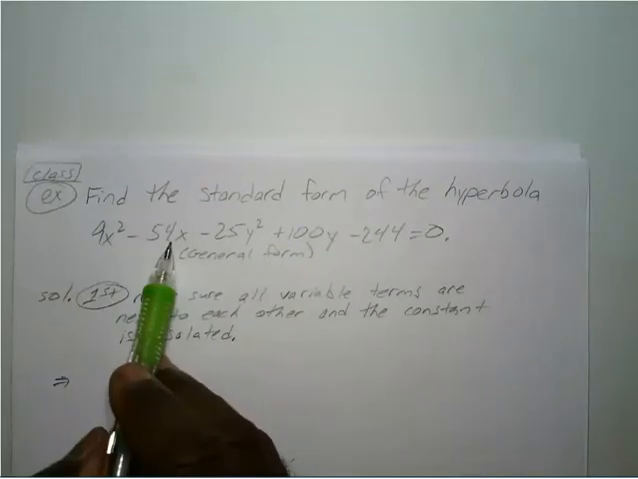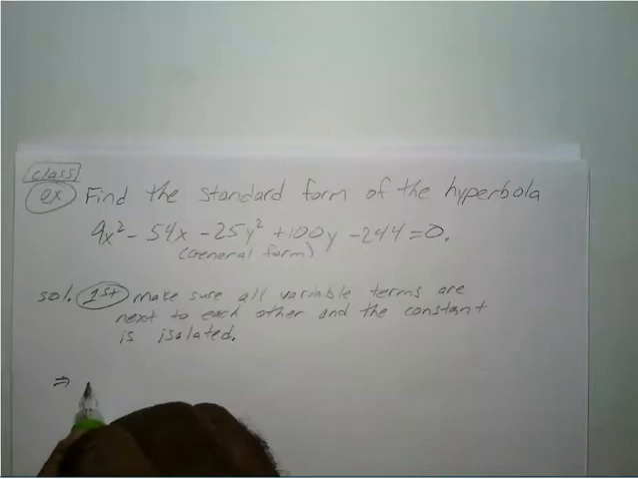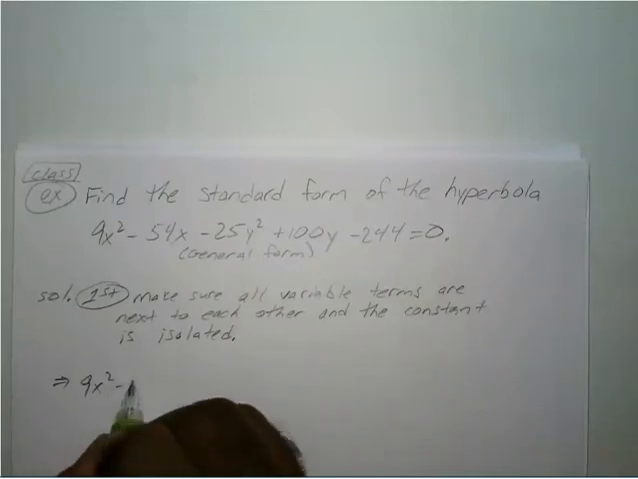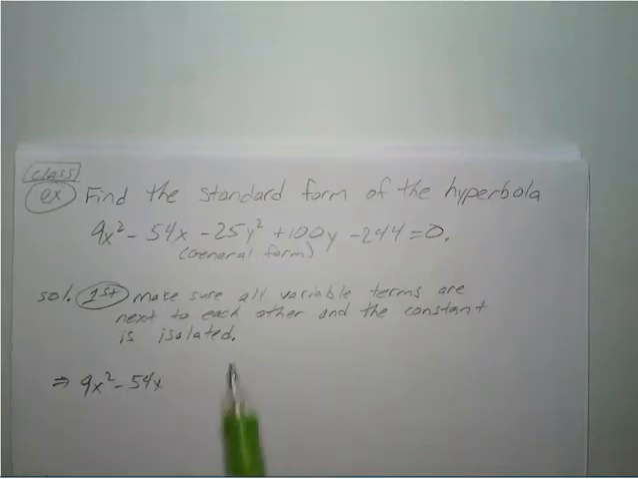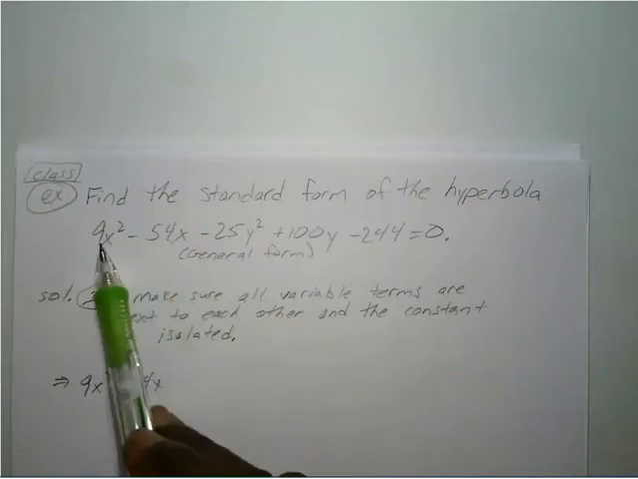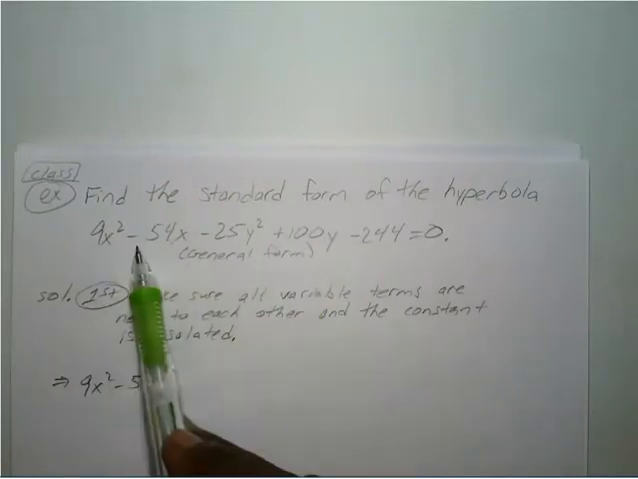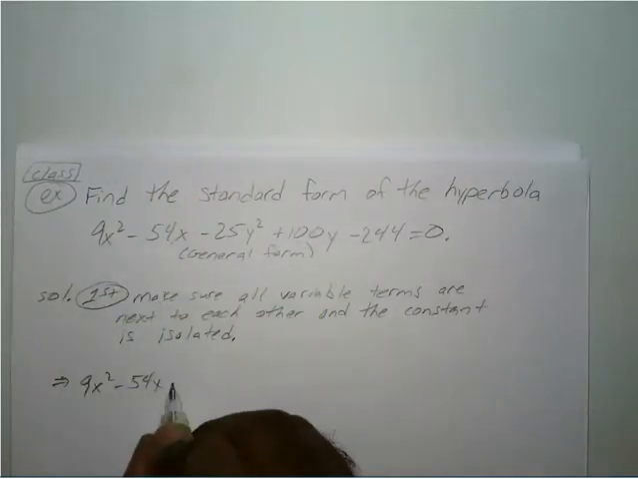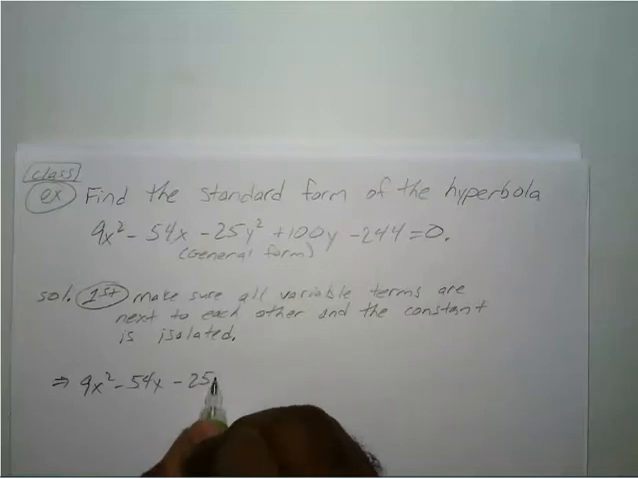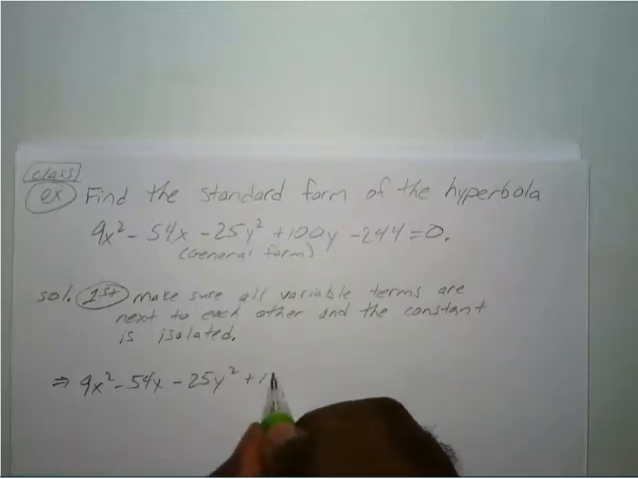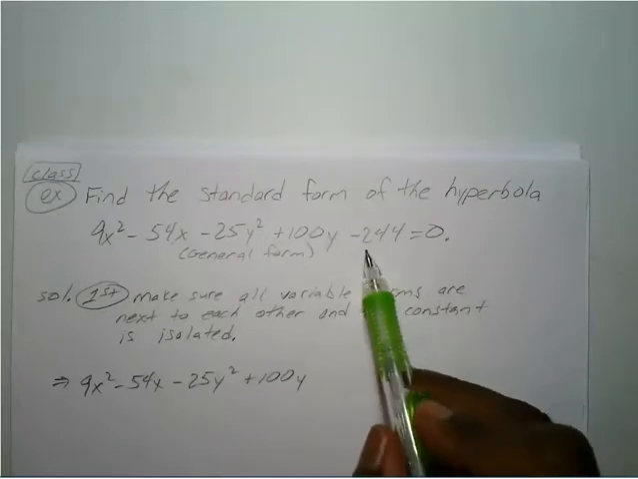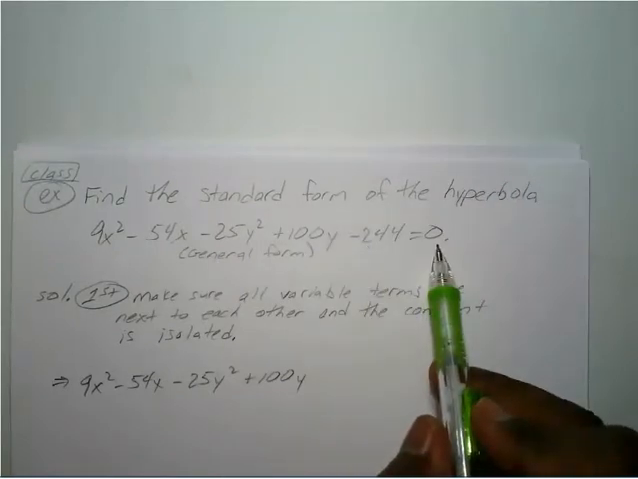Again, this one you don't have to worry about because you have the x squared next to the x, so you're already good. So you have 9x squared minus 54x. Sometimes you may have an x squared here and an x down here. You want to put the x terms next to each other. Okay, minus 25y squared plus 100y. We're going to add 244 to both sides.